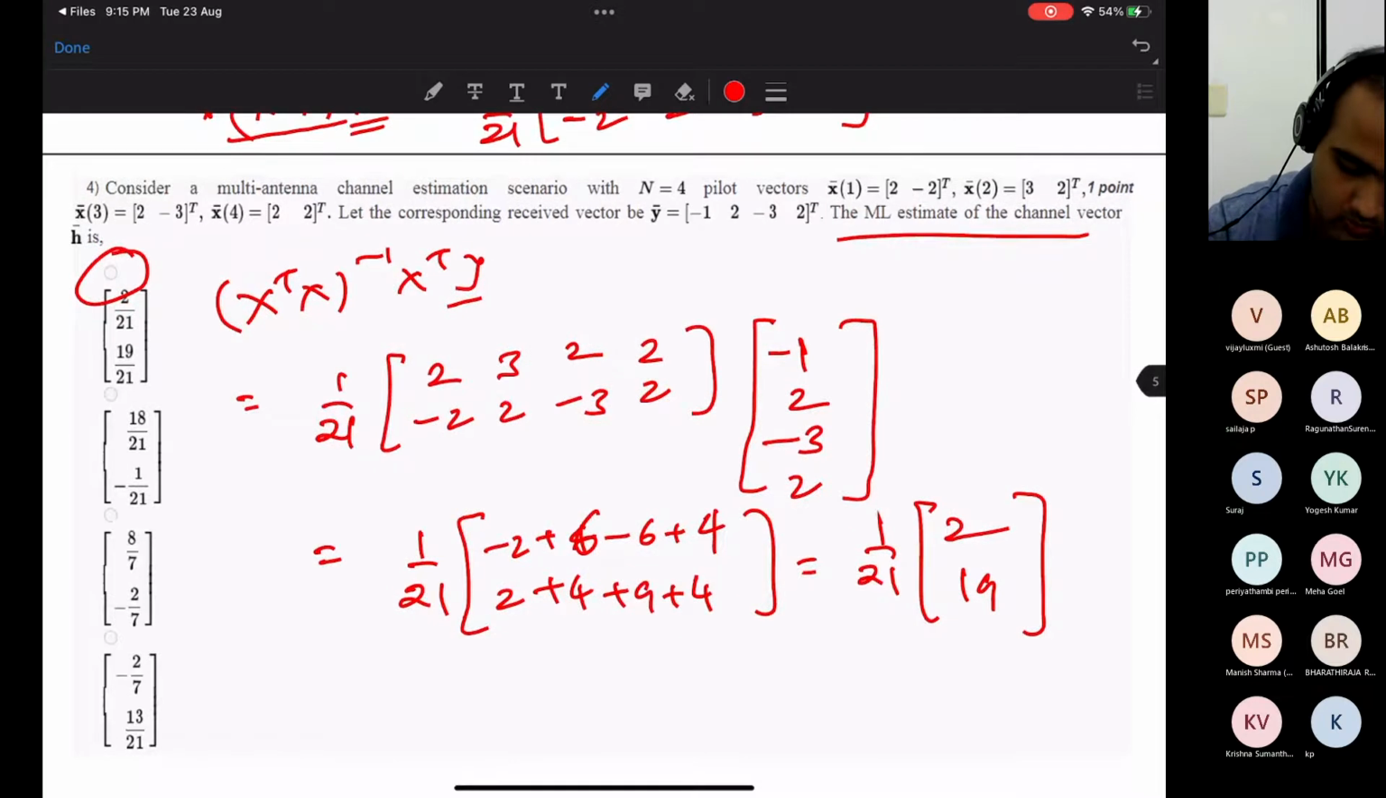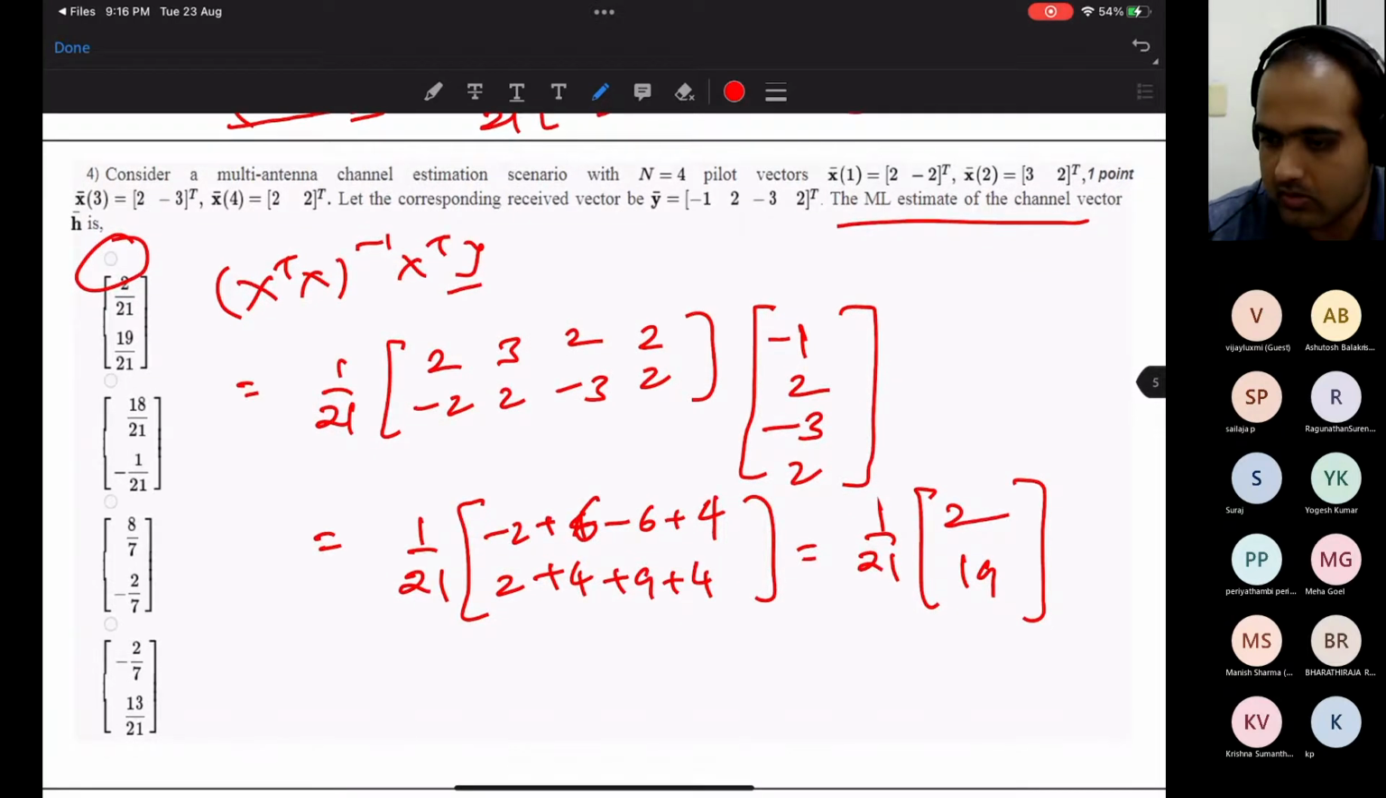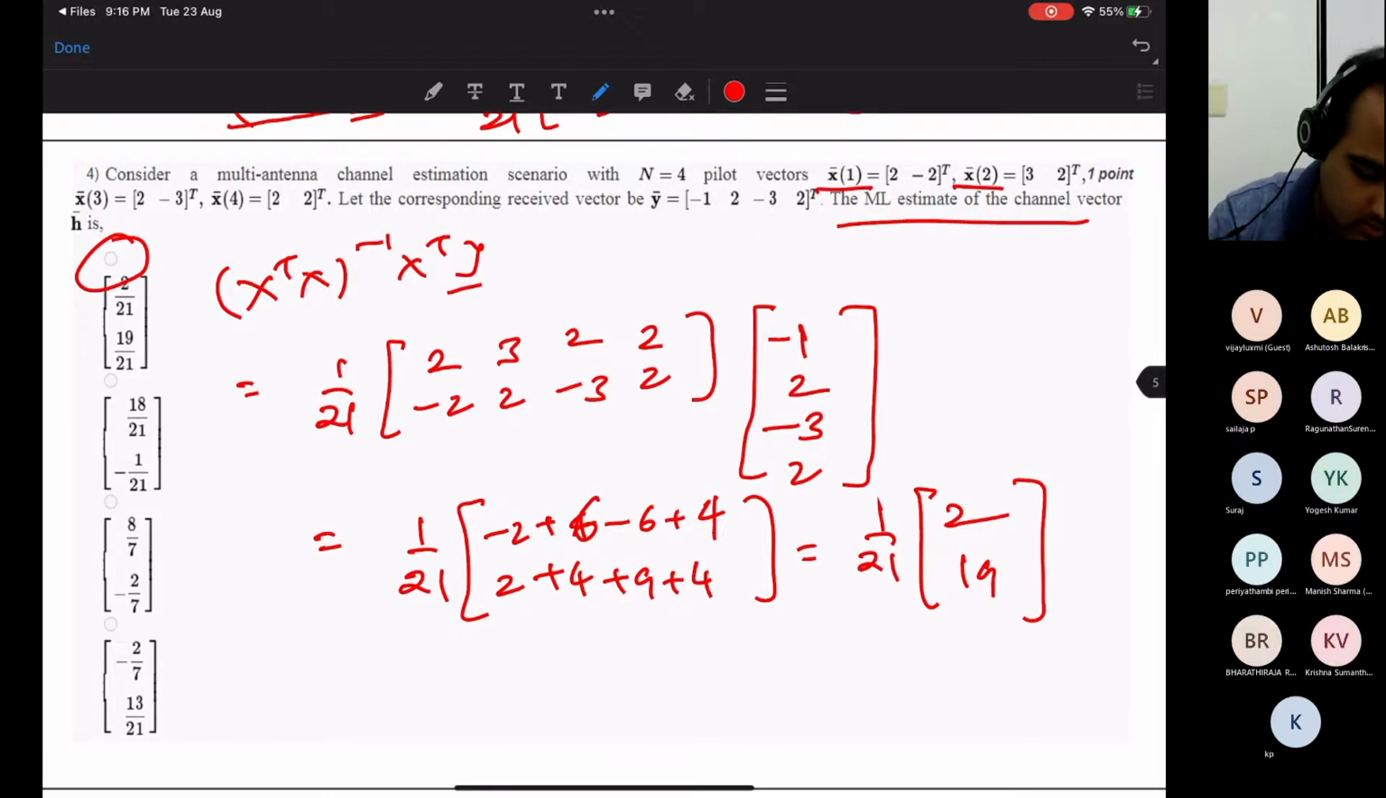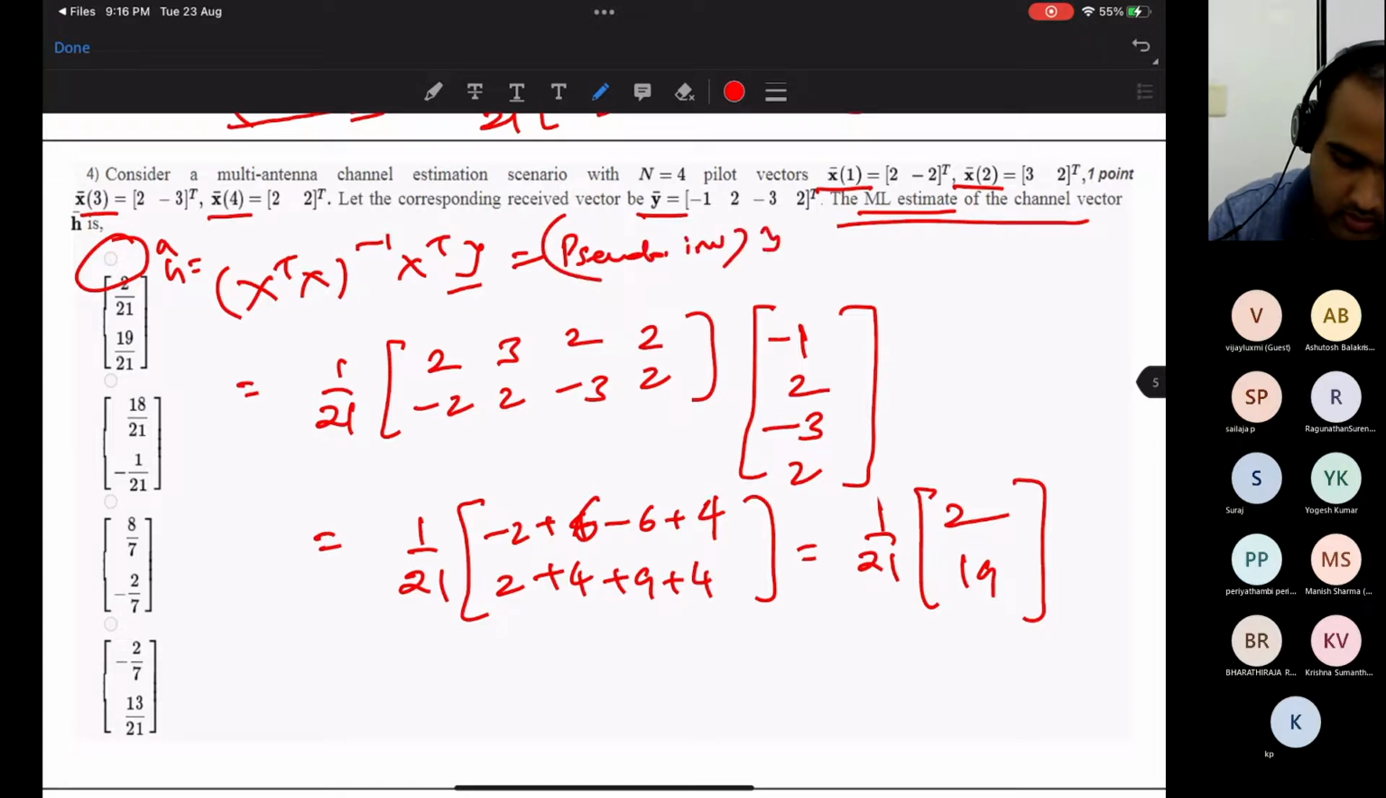Now this is again a build up to the previous two questions, and we still have the same X pilot matrix, X1, X2, X3, X4, and we have the same Y. Now we need to compute the ML estimate. What is my ML estimate? My ML estimate is my pseudo inverse multiplied with the Y vector.